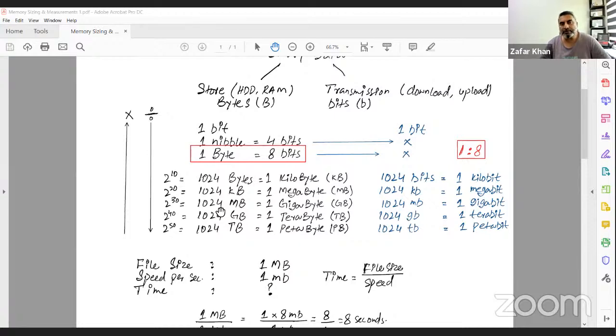So in those terms, we will only be talking about bits. All right, so 1 bit is the smallest unit, and then we skip nibble or byte because everything is in bits. So from bits, we will directly enter kilobits. Kilobits is 1,024 bits, and then megabits, which is 1,024 kilobits, and then gigabits, which is 1,024 megabits, and this goes on.